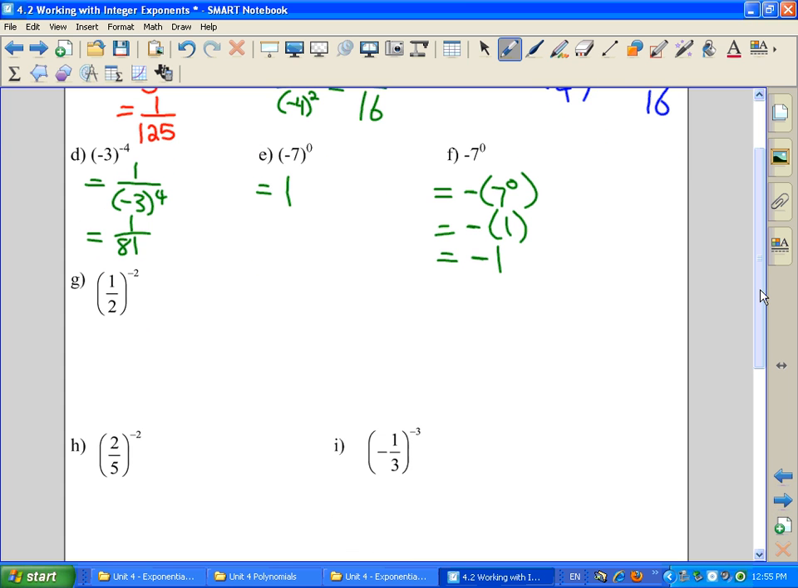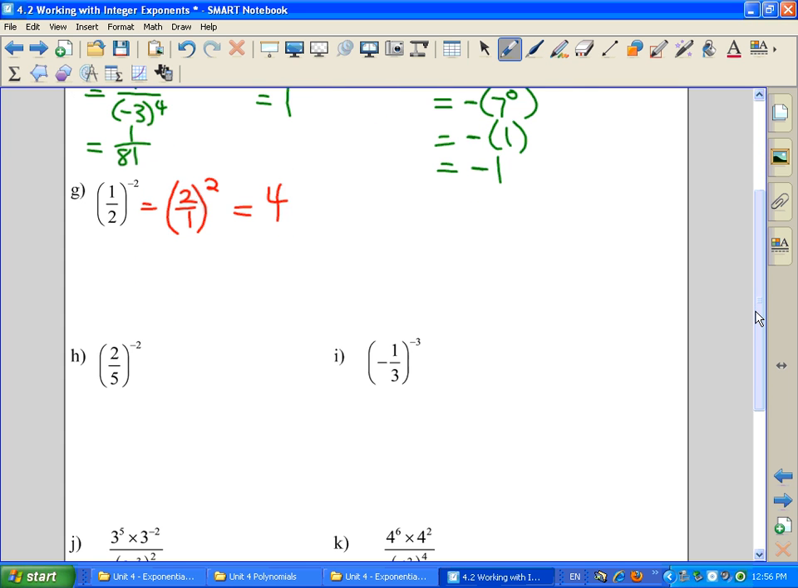Okay, looking at G. Again, we have a fraction base and a negative exponent, so you flip the fraction and make the exponent positive. So that's going to equal 4 over 1, which just equals 4.